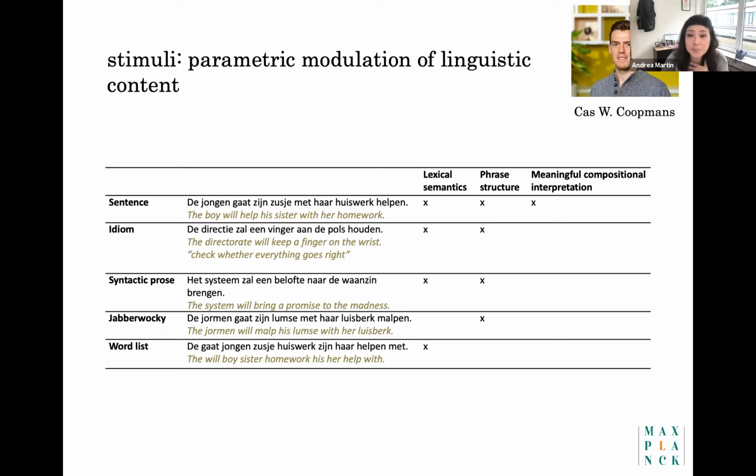This again, all in Dutch. So in the case of idioms, you can do composition, but you don't get the intended meaning or the meaning that people perceive. Or if you do composition in these other conditions, so in the syntactic prose, for example, you get semantically odd or underspecified meaning. And Jabberwocky, you could imagine there's definitely some syntactic composition going on there. So you sort of know that there's a subject and a verb, but there's no lexical content to perform the operation over. So those are the important differences between these conditions.